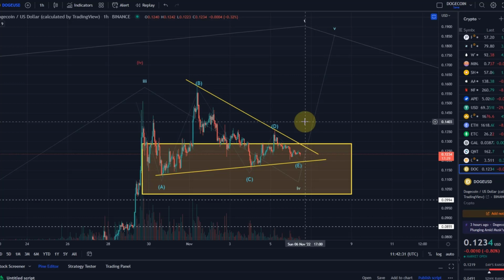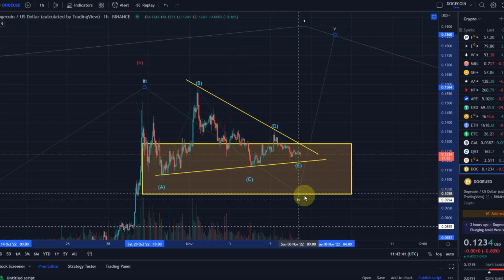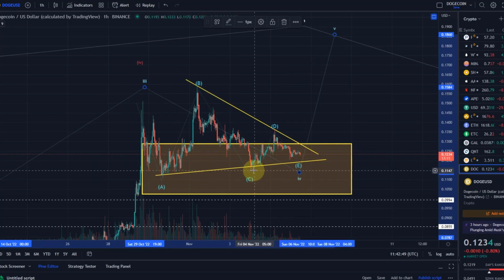One condition for that is we need to hold the low of the wave C, so we must not drop below 11.5 cents in this particular scenario. We could still drop in a wave 4 scenario to 10 cents, but it wouldn't be in a triangle pattern. So if we want this triangle pattern, we need to hold the 11.5 cent level. From here we can then move up in a fifth wave.